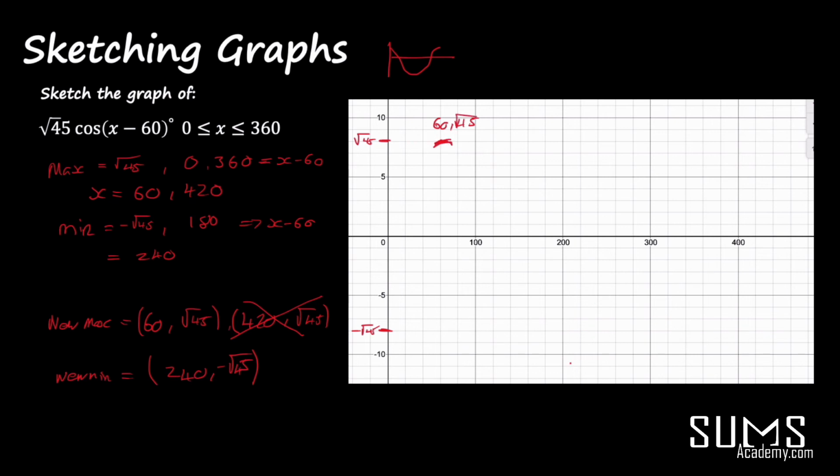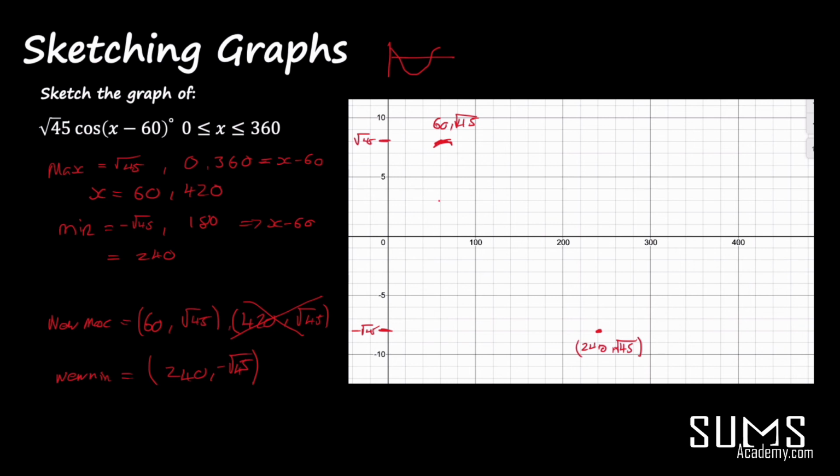For our min, that's going to be 240, negative root 45. Sorry, it could be a bit neater, it's a little hard with the pen I'm using. And all you need to do now is draw it up.